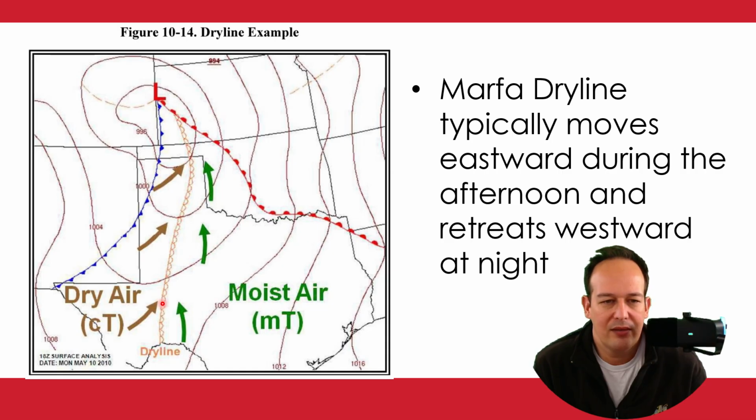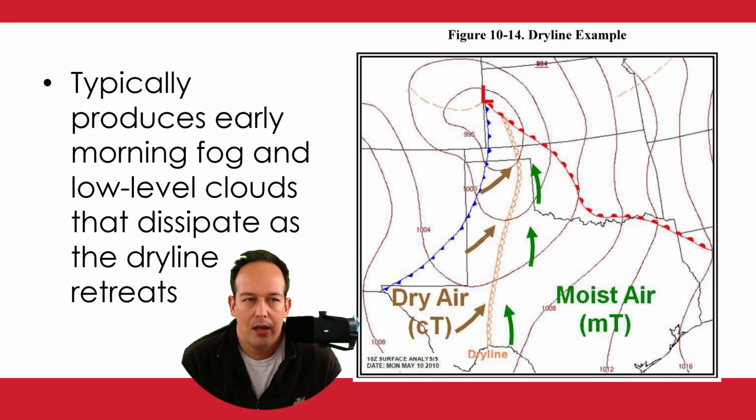And so in Texas, there's this pretty well known dry line that occurs relatively often. And so it starts here in Marfa, Texas, and it just kind of goes up north. And so we call it the Marfa dry line. And so the Marfa dry line typically moves eastward during the afternoon and then retreats westward at night. And dry lines typically produce early morning fog and low level clouds that dissipate as the dry line retreats.